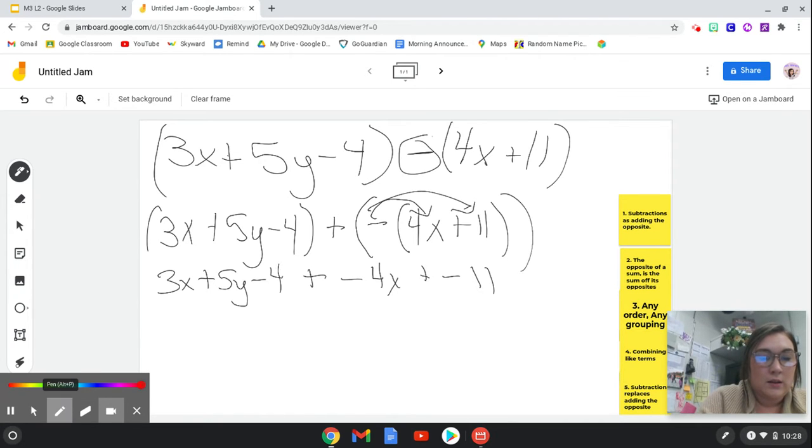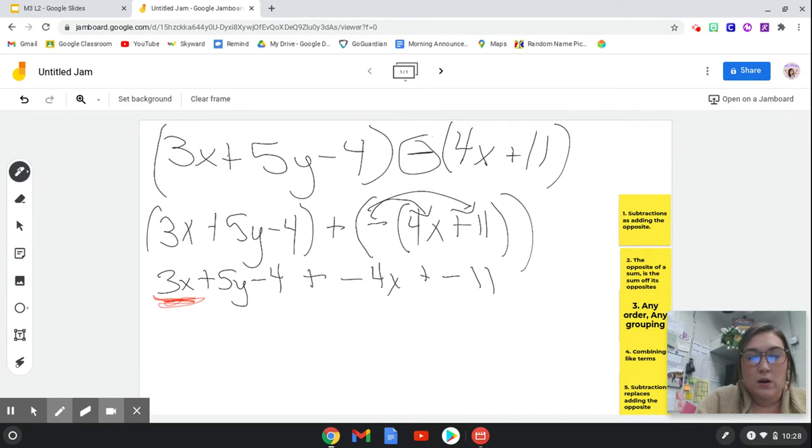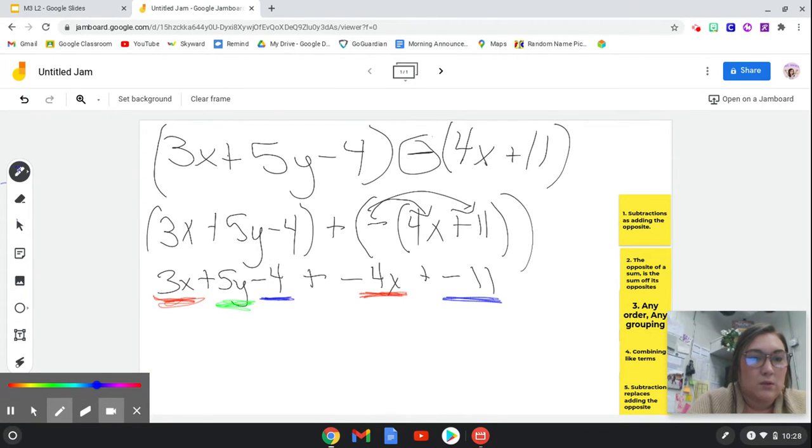So I see, let's see, over here in red, I have x, and then I'm going to look through, that's a y, that's a 4. Oh, I have another x, so I'm going to put those two together. Let's see, y's. Do I have any y's? No more y's. Okay. And then just my plain numbers. So negative 4 and negative 11. So now I'm going to regroup those. And I'm going to write with my normal black pen.